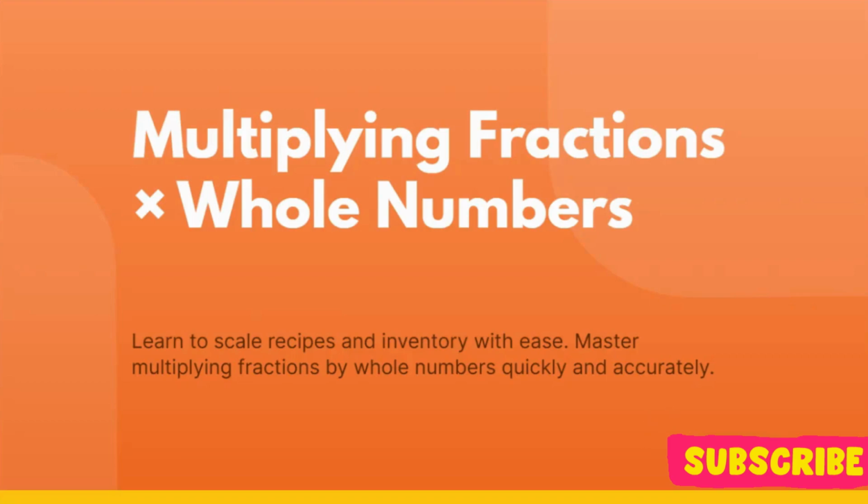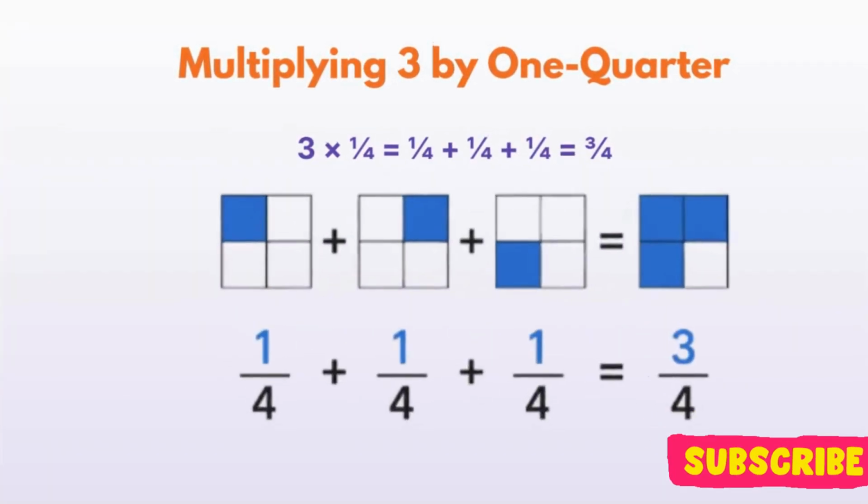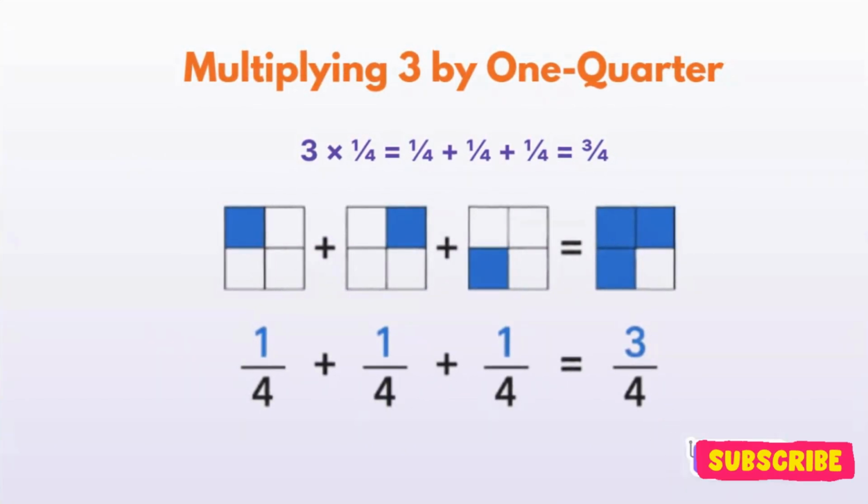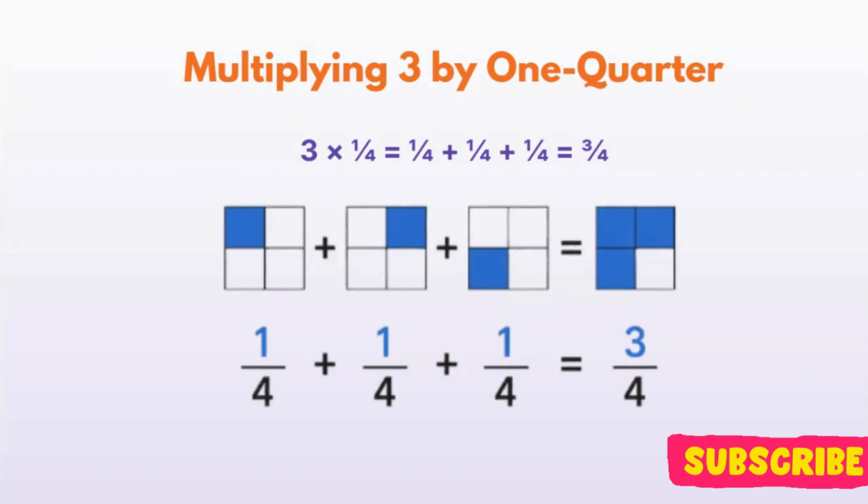Before starting the lecture, I want to make clear that multiplying 3 by 1/4 means adding 1/4 three times. If you add 1/4 three times, the answer will be 3/4. If you multiply this fraction by 3, the answer will be the same. Okay, let's discuss it with some rules.